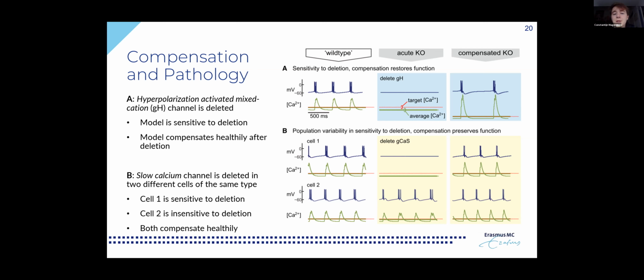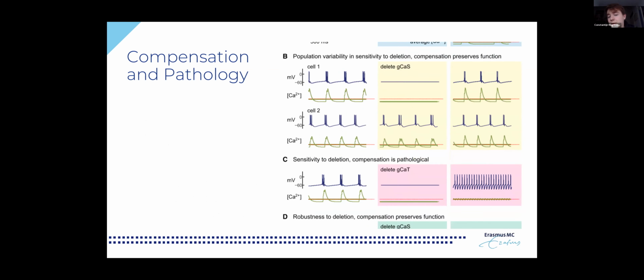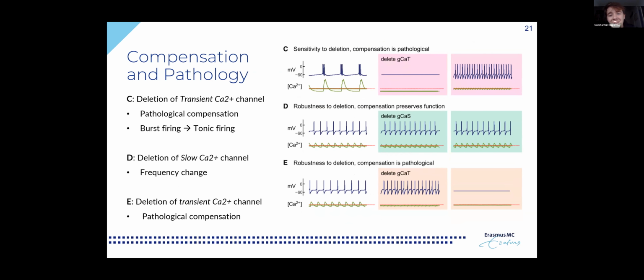As you can see, 2 of the normal types of cells have been taken. Both have had a certain channel deleted, but only one of them is sensitive to deletion. As you can see, only one of them stops firing after deletion. Both of them did manage to compensate. Thank you for the next slide.